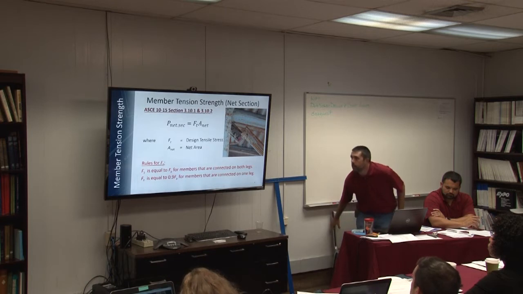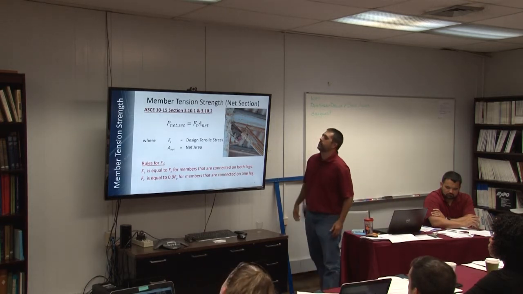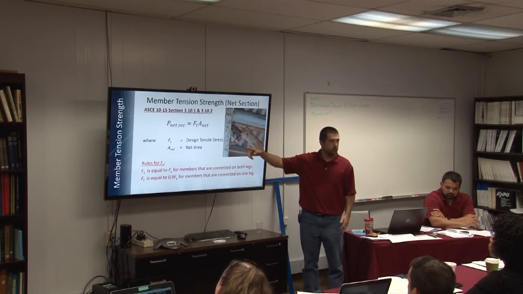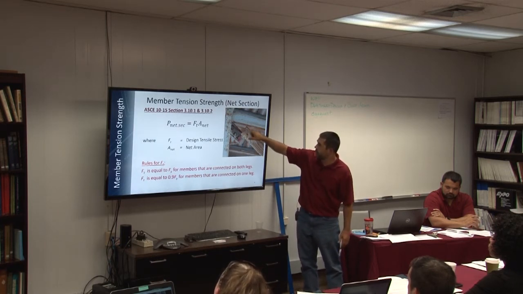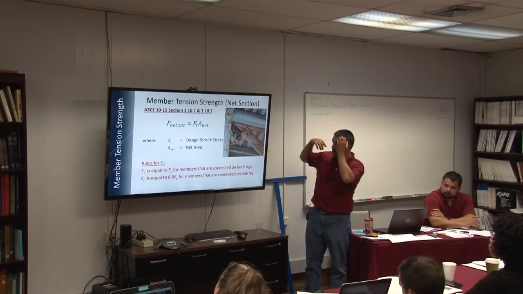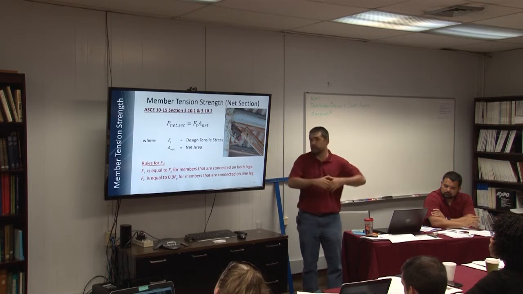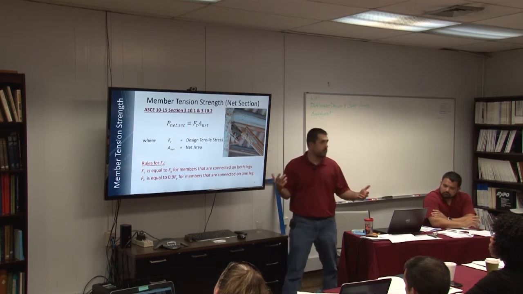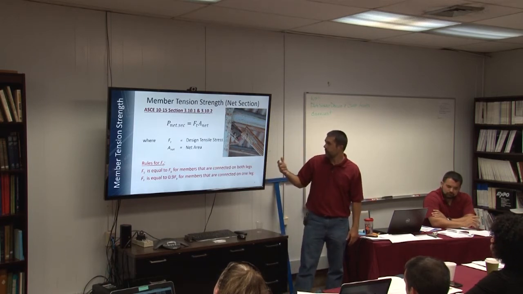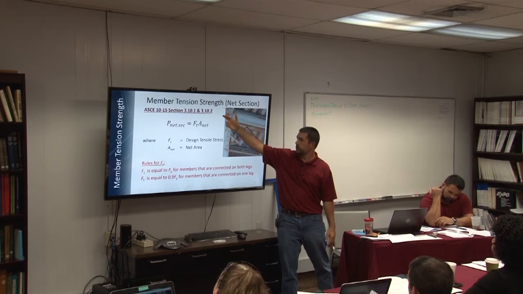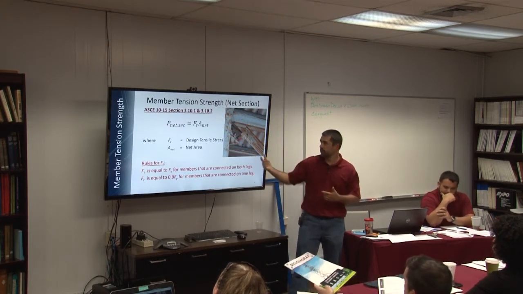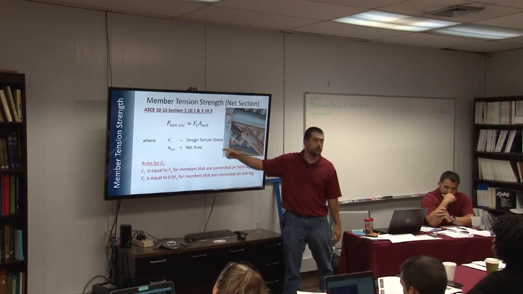Essentially, for any member and a net section failure, the question is: what is the tension capacity of my member through holes? I can see that this member broke right through this hole on the end of the member. So the area that was subjected to the tension wasn't the full gross area, it was a reduced area, some measure of net area. And the code requires that we analyze across that net area some design tensile stress.